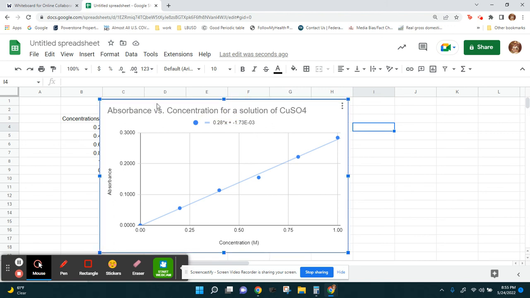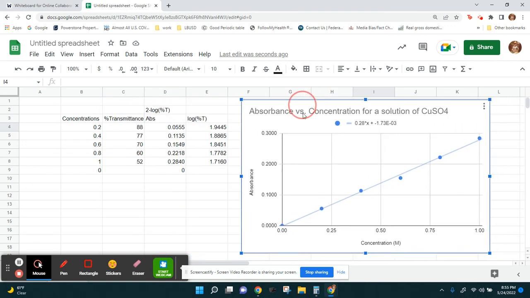All right, and there's a slope. See, we're not just making this graph to make something that looks pretty or give you something to do. What we're doing is making the line so that we can figure out what the slope is for this trend right here.